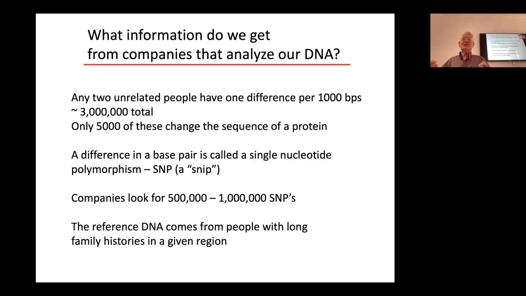And so when you get your DNA sequence, they in fact do not sequence it. They just look for your SNPs. So how do they do it? That's what I'm going to tell you about. So right now, the companies 23andMe and Ancestry.com are probably the two big ones. They look for anywhere between 500,000 and 1 million of these single nucleotide polymorphisms.